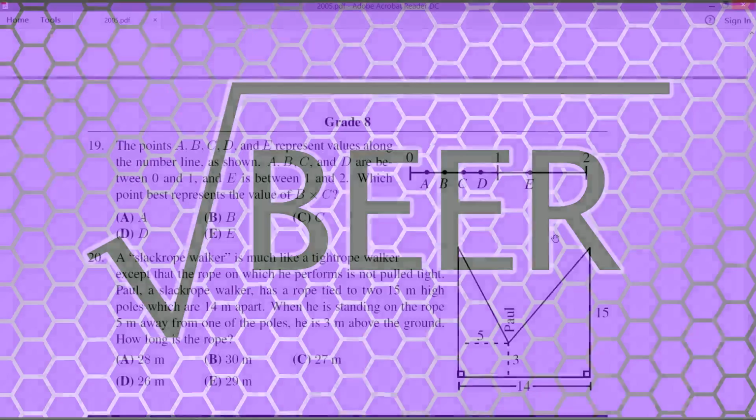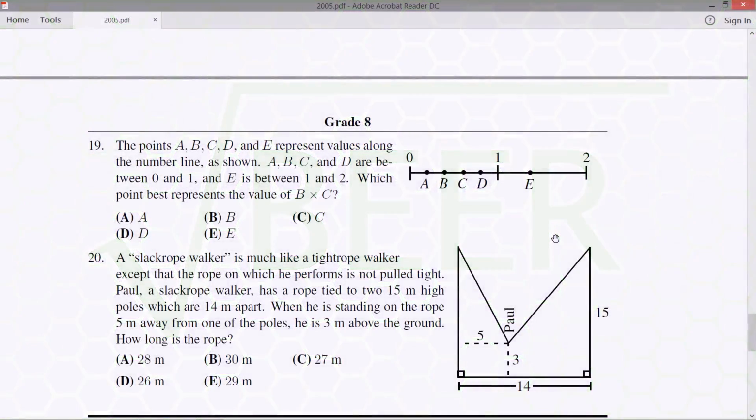We're looking at question number 19 on the 2005 grade 8 Gauss contest. So 19, the points A, B, C, D, and E represent values along the number line as shown. A, B, C, and D are between 0 and 1, and E is between 1 and 2. Which point best represents the value of B times C?